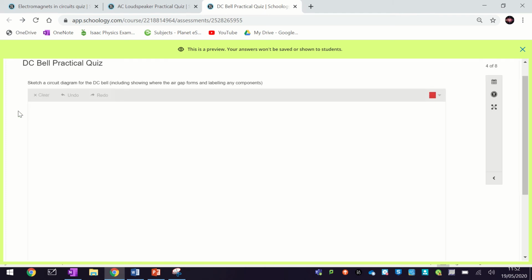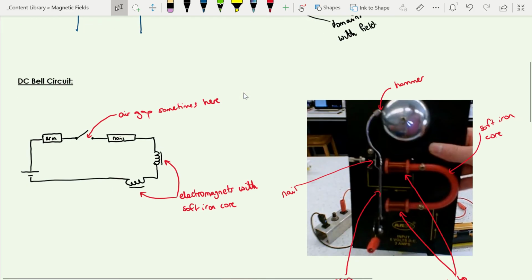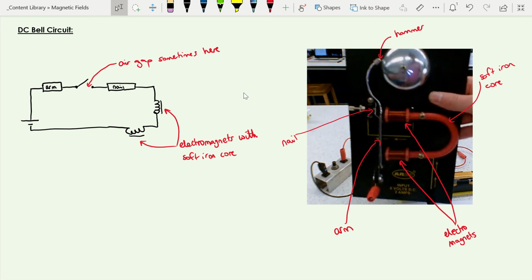Then we're going to sketch our circuit diagram for the DC bell, showing where the air gap forms, which is what quite a few people forgot to do, and then labeling our components. So let's have a look at that. I've put the diagram next to the picture so we can identify things. Coming into the power source, current goes in here, and then current comes out here.